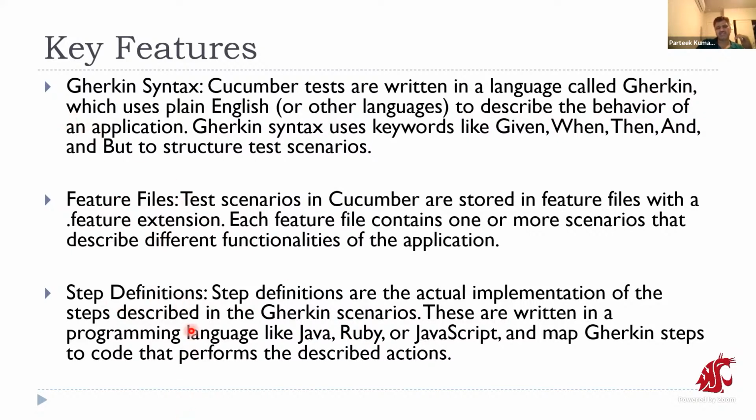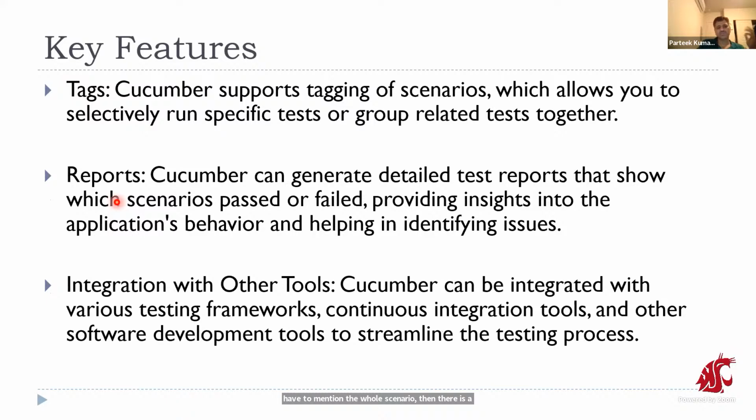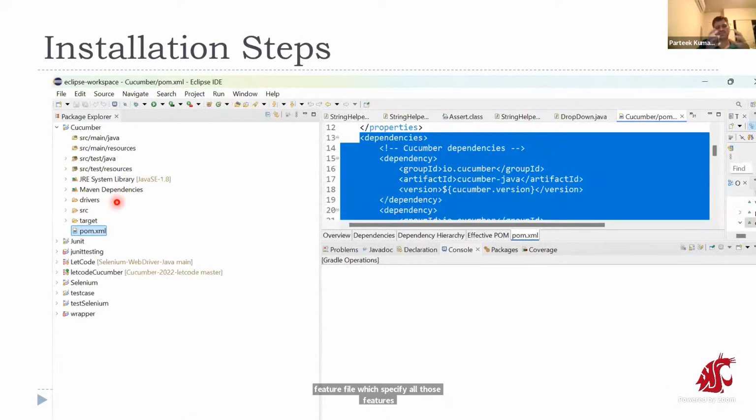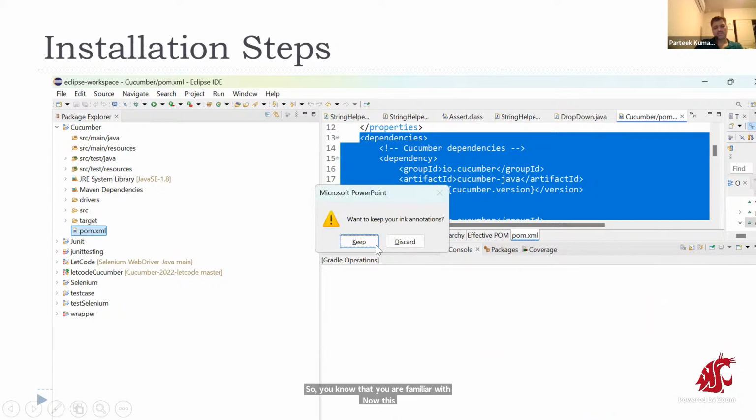I will explain that step by step. So the first part is Gherkin syntax where we have to mention the whole scenario. Then there is a feature file which specifies all those features. So let's understand how to do that particular installation in Eclipse. I will be using the Eclipse folder structure which we were using. You are familiar now with this Eclipse structure. So let me move to that point so that I can explain that.